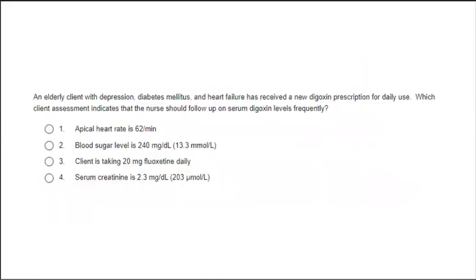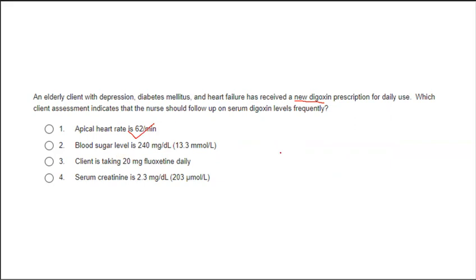An elderly client with depression, diabetes, and heart failure has received a new digoxin prescription for daily use. Which client assessment indicates that the nurse should follow up on digoxin levels frequently? Okay, do we need to follow up with an apical heart rate of 62? Remember, you want to take an apical heart rate for a full minute before you administer. And if we have an apical heart rate of 62, then that is fine. We can go ahead and administer, so we don't need to follow up with this.